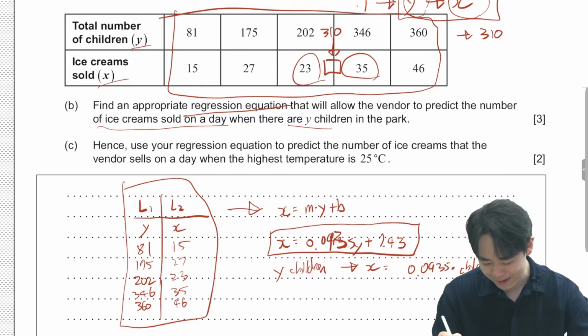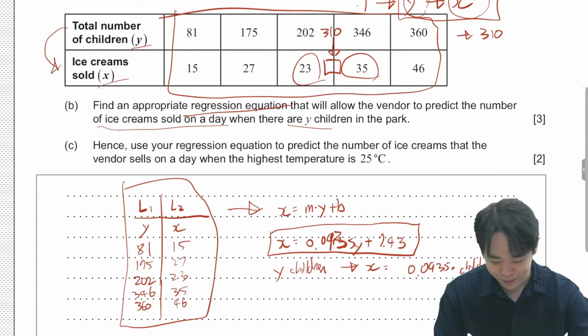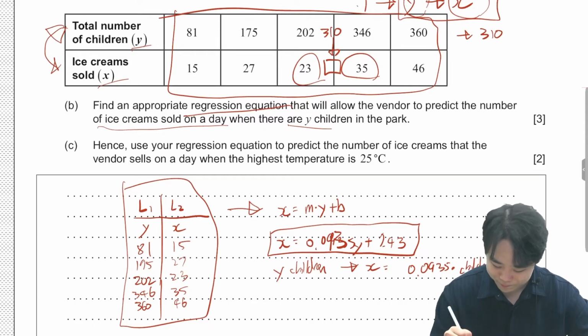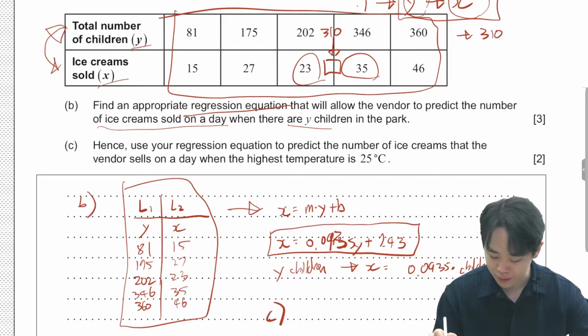Don't just think x is always the independent variable. Always remember what the question is suggesting in this scenario. So that's part B. Next, part C involves using this equation to precisely find out the number of ice creams sold.